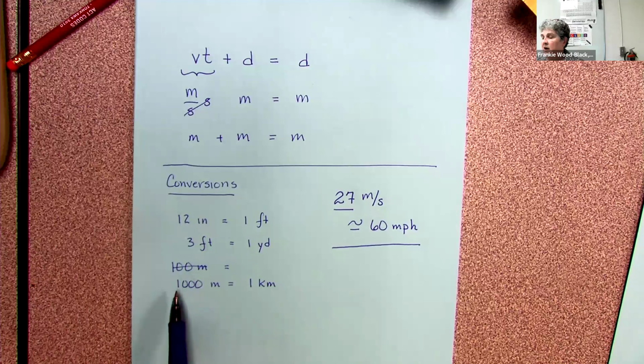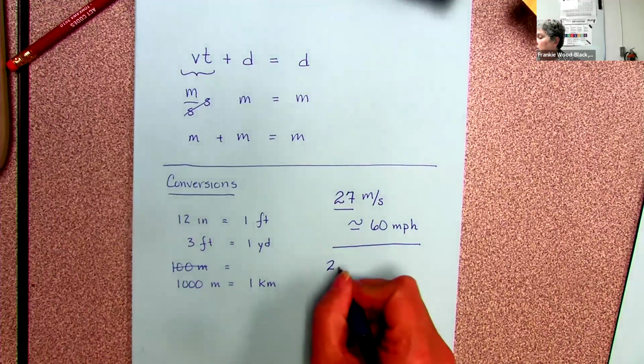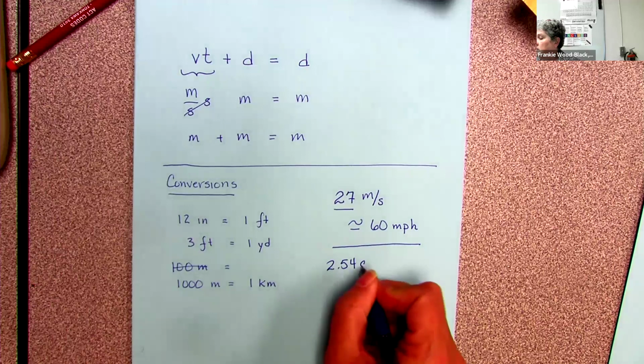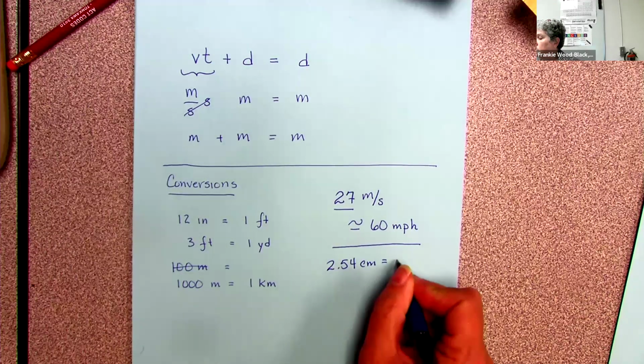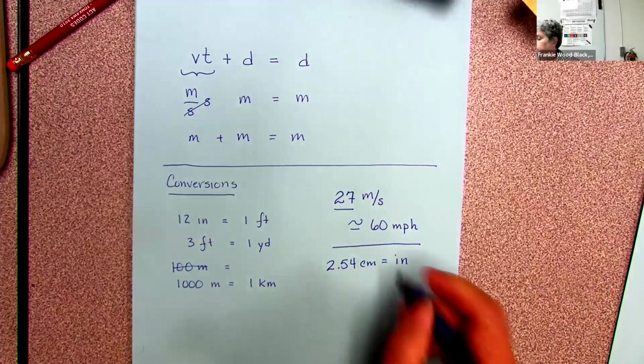One of the things that you want to look at, and that's why I wrote down 100: 100 meters is roughly 100 yards. 1 yard is roughly a meter. 2.54 centimeters is equal to 1 inch.